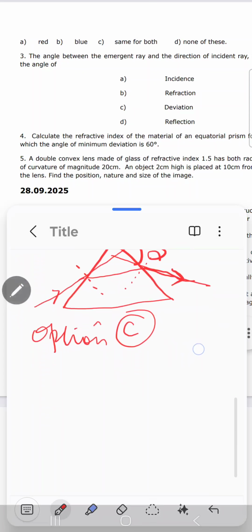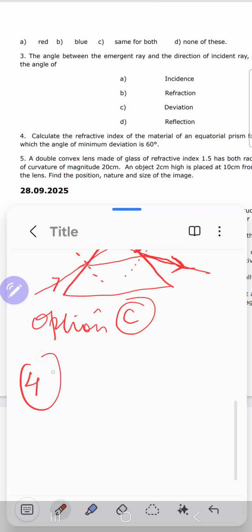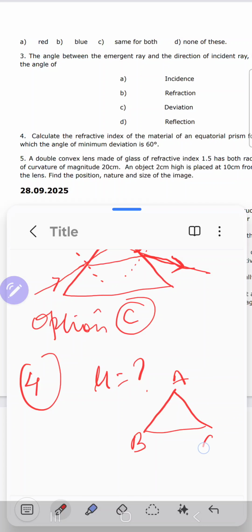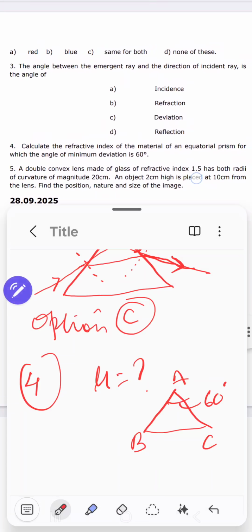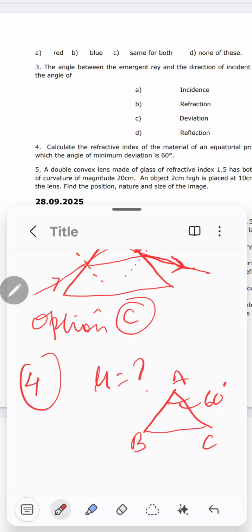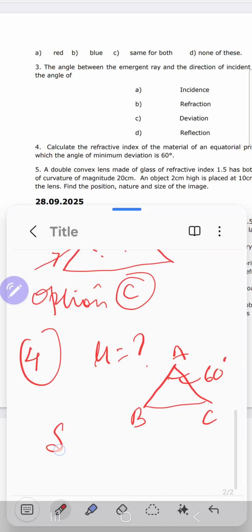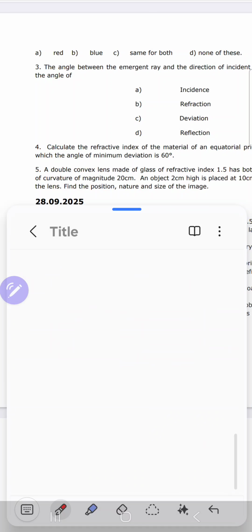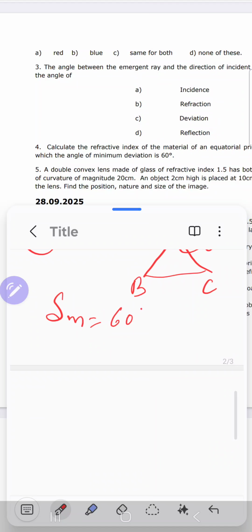Question number 4 is, calculate the refractive index of the material of an equilateral prism. Here the prism is equilateral, so the angle of prism would be 60 degrees, for which the angle of minimum deviation is given as 60 degrees. So we have to find out the refractive index of this prism.